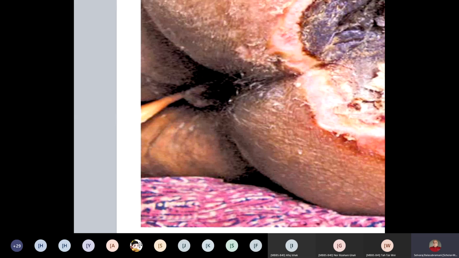And that is why it is called pressure sore. A lot of pressure over the bony prominence. Here in this case, over the sacrum. The patient is always lying supine on the bed.